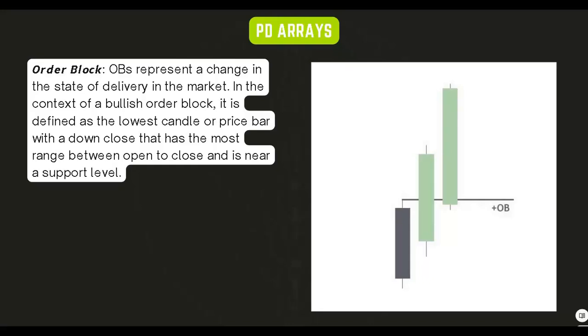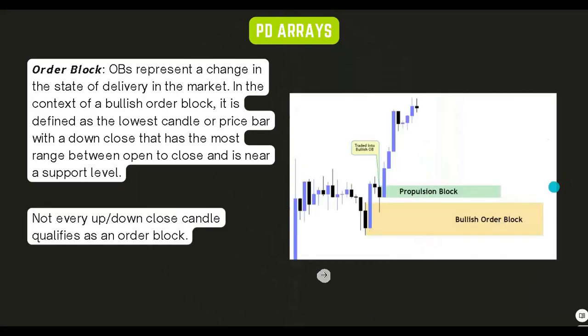With most of these PD arrays, the way we utilize them is by waiting for a break of structure and then waiting for the retest on the PD array. I don't know if that makes sense, but if you know, you know. Still on order blocks, not every up or down close candle qualifies as an order block. Once price started pushing higher, it came back down and retested the order block.